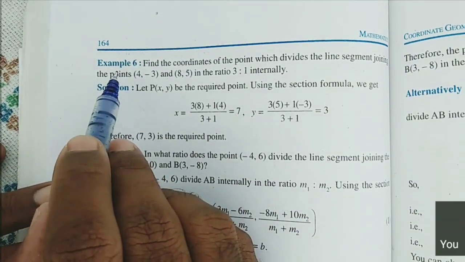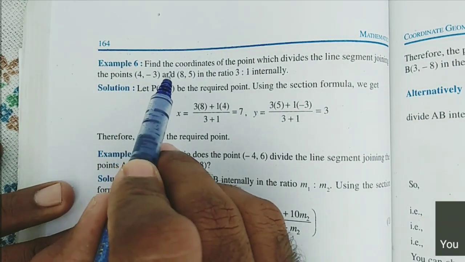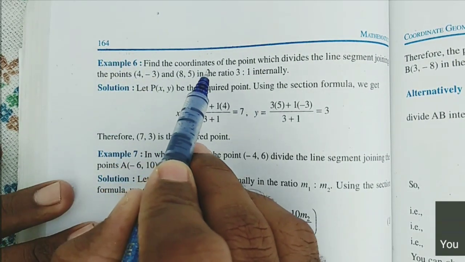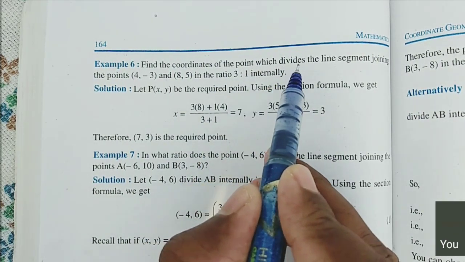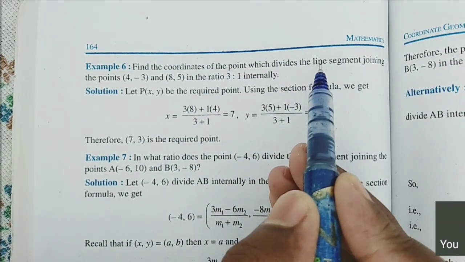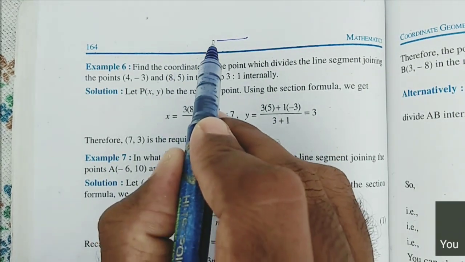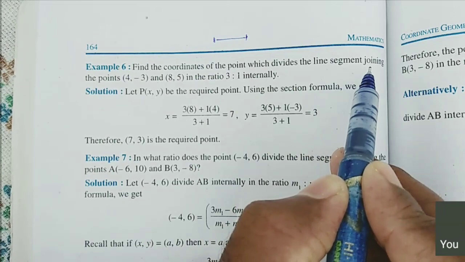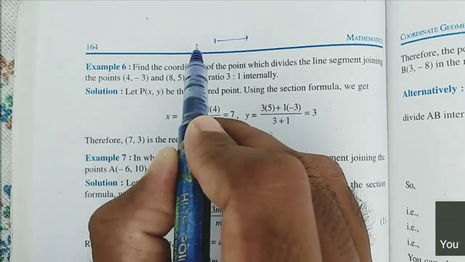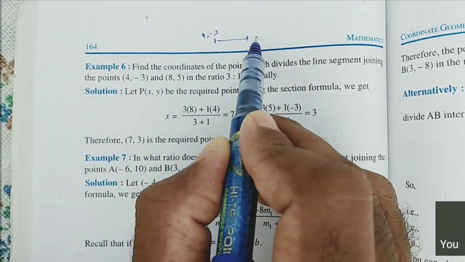Listen, example number 6, chapter number 7. Find the page number 164. Find the coordinate of the point which divides the line segment joining the two points 4, minus 3 and 8, 5.